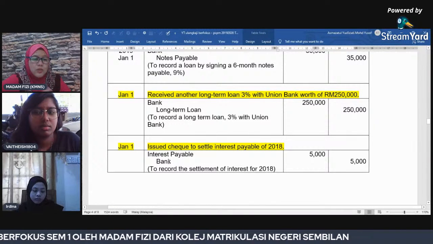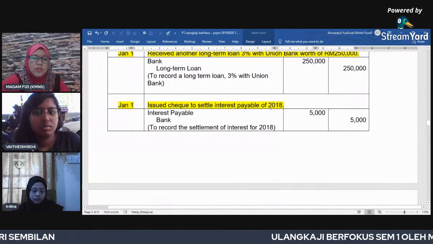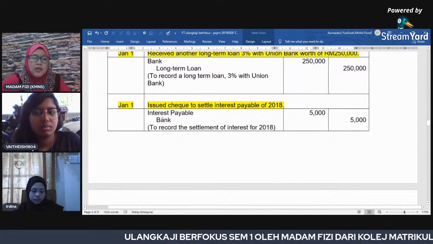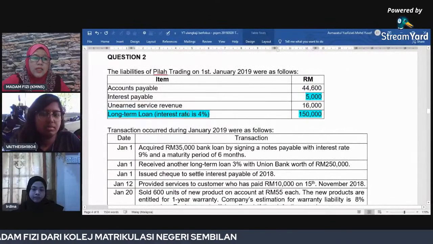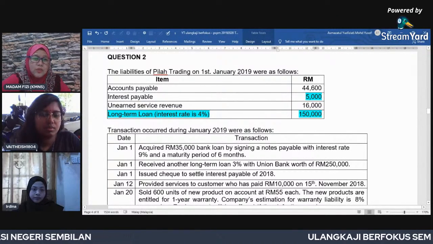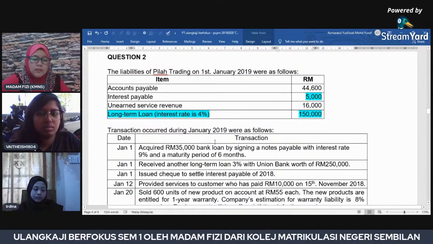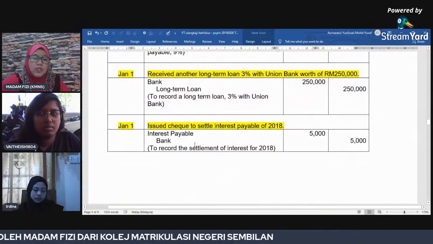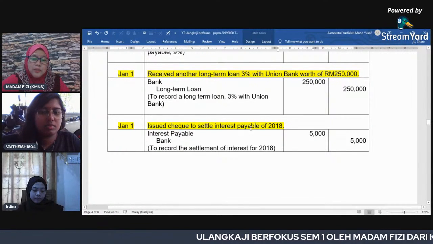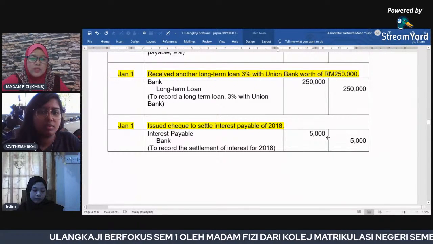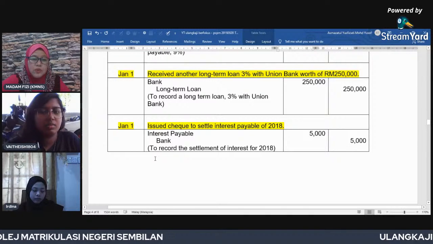For the next transaction, also on 1st January, issue check to settle interest payable of 2018. So what is the interest payable? You look at the question. You can see here, on 1st January 2019, the interest payable is 5,000. So you take that amount. If we issue check to settle interest payable, that means we pay the interest. Because it is interest payable, debit interest payable 5,000 and credit bank 5,000. The narration is to record the settlement of interest for 2018.